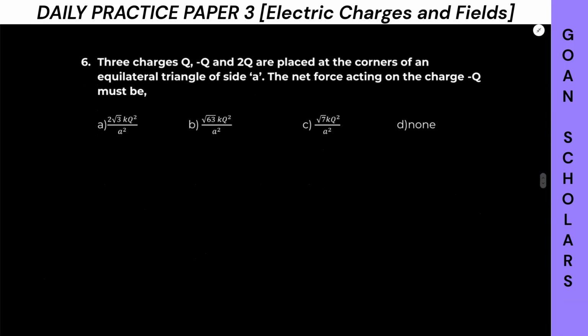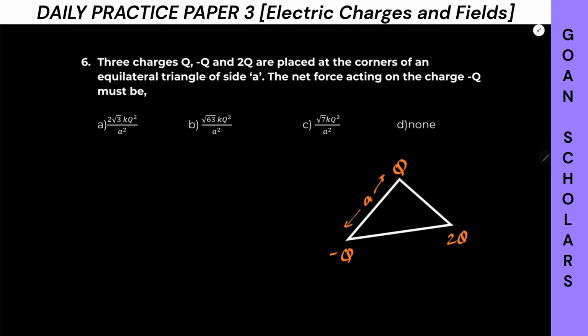Okay, let's move to our question number 6th one. Quite similar problem. So let's here make an equilateral triangle. Okay, so this is our question number 6. It says 3 charges q, minus q, and 2q. Till now we didn't have any negative, right? Now we have a negative charge also, so be very careful with that. Side is same. Net force on minus q you have to find, right?